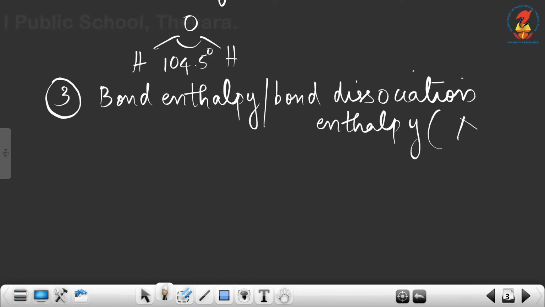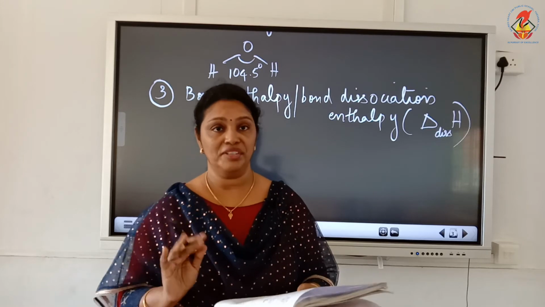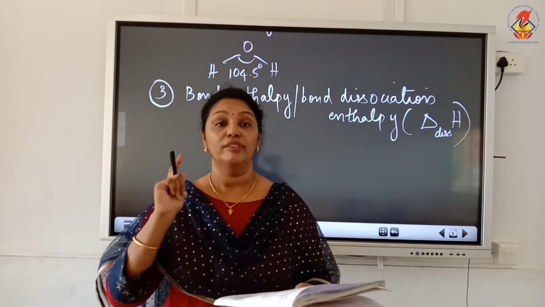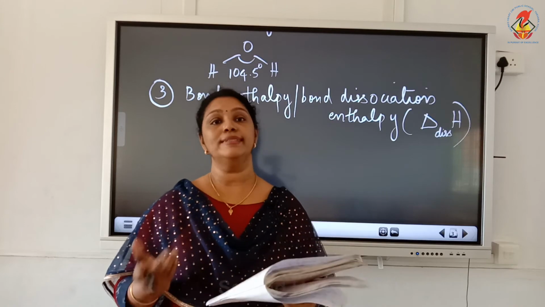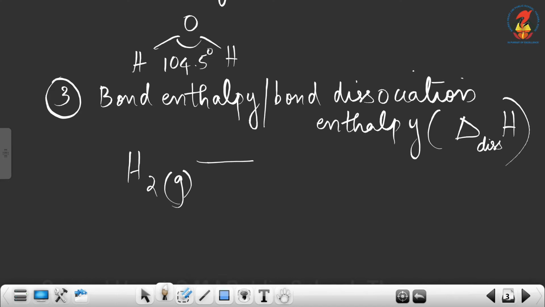It is denoted by delta H. Enthalpy is H, and delta H means change in enthalpy. Dissociation enthalpy is delta H dissociation. What do you mean by bond enthalpy? Bond dissociation enthalpy means the amount of energy required to break 1 mole of a bond so as to separate the atoms into gaseous atoms. For example, when H2 gas is broken, it dissociates into H plus H, hydrogen atoms.